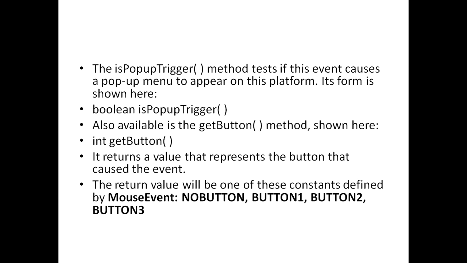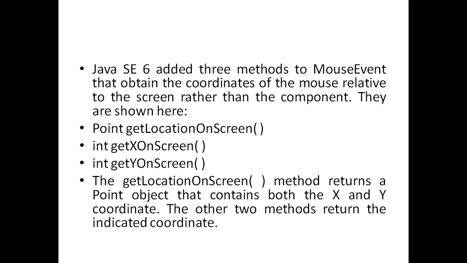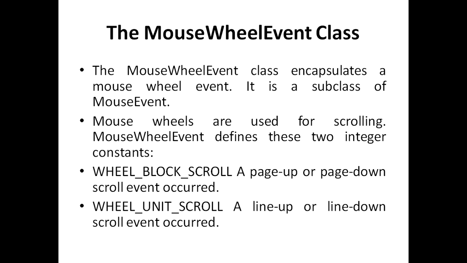It is then also available is the getButton method. It returns a value that represents the button that caused the event. The return value will be one of the constants defined by MouseEvent: NOBUTTON, BUTTON1, BUTTON2, BUTTON3. Then Java Standard Edition 6 added 3 methods to MouseEvent that obtain the coordinates of the mouse relative to the screen rather than the component. They are getLocationOnScreen, getXOnScreen, getYOnScreen. GetLocationOnScreen method returns a Point object that contains both X and Y coordinate. Other two will return the indicated coordinates.